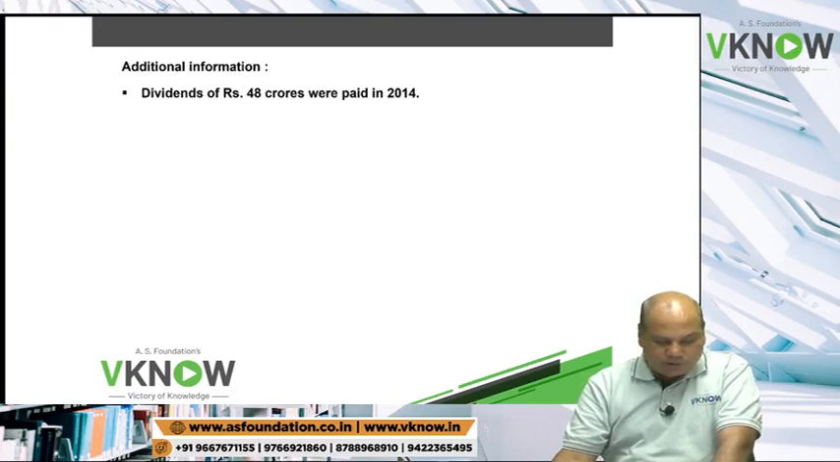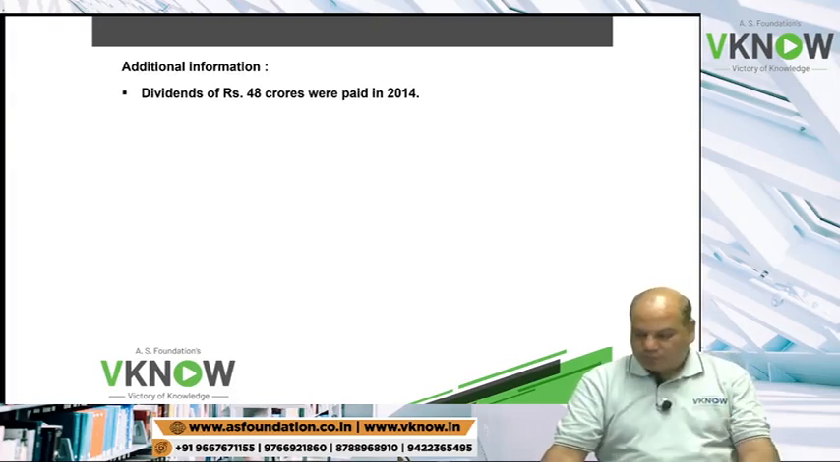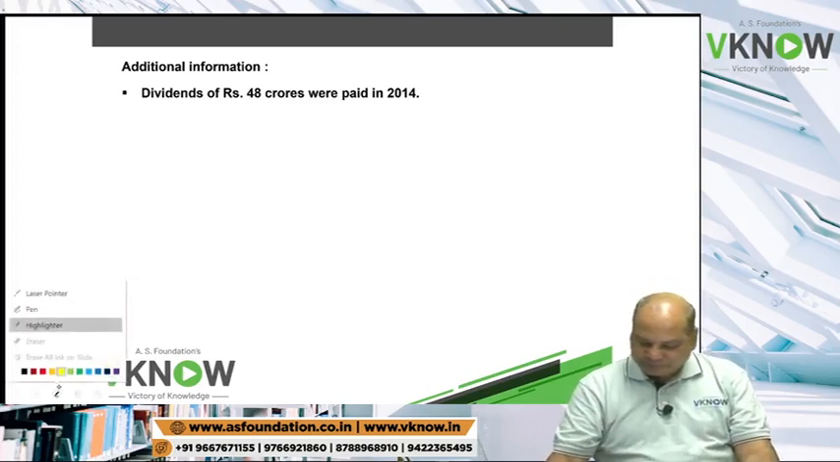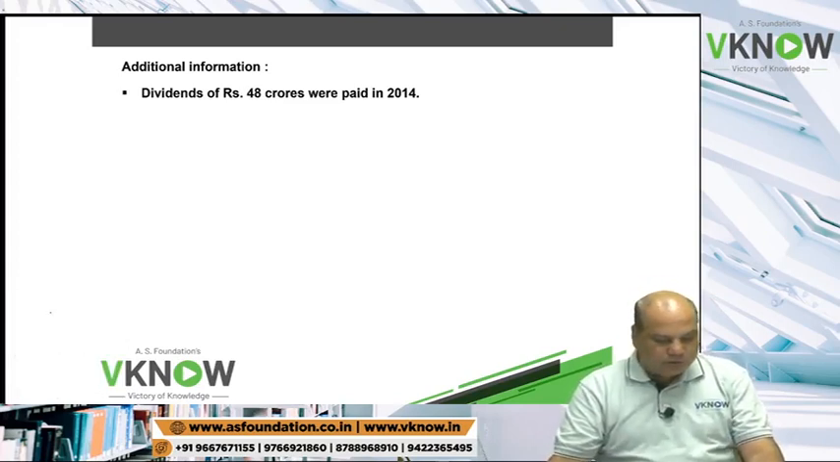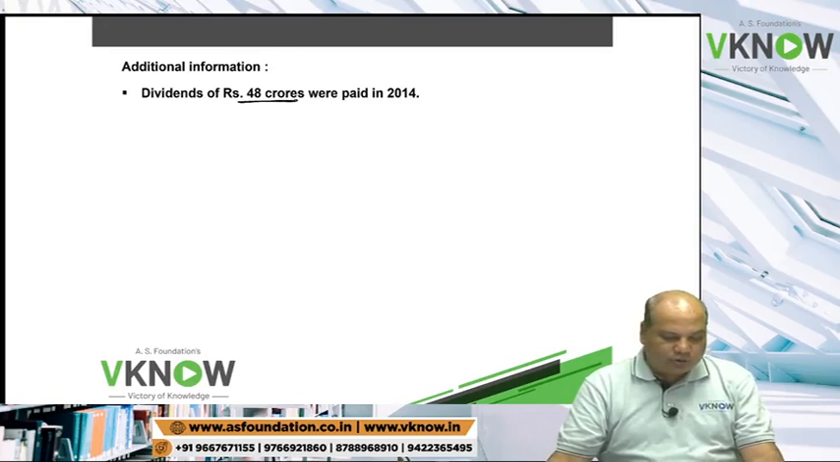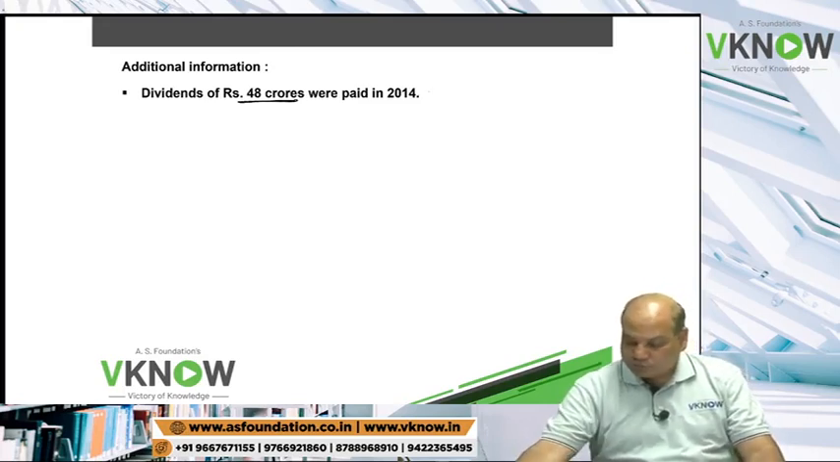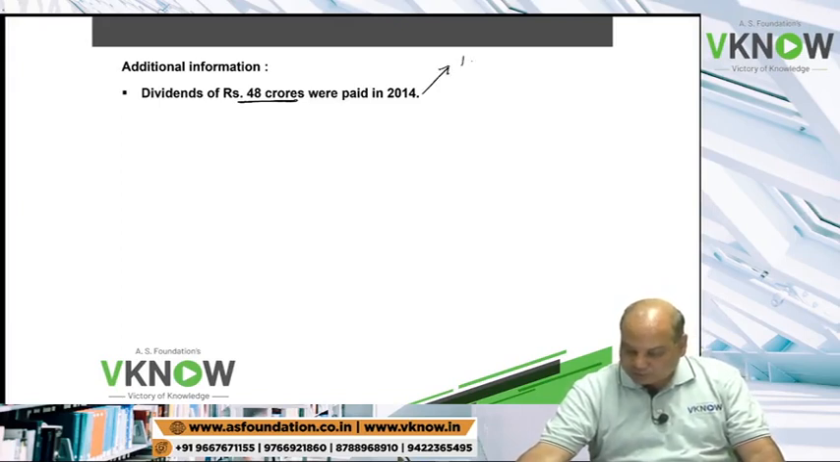Additional information. Dividend of rupees 48 crore was paid in 2014. Now look at your question. Can you see any dividend mentioned above? Can you see dividend in the balance sheet? No. Can you see dividend in the P&L account? No. So what entry have they passed?